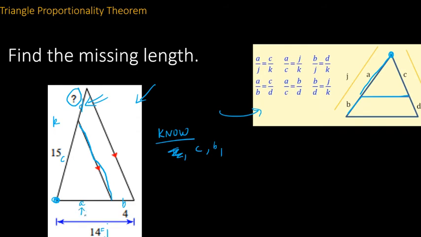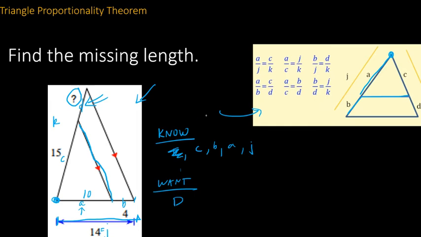as well, right? Because by my segment addition property, if the full length of this triangle side is 14, and this segment is 4, then A must be equal to 10, right? Because 10 plus 4 is 14. So I know A, B, and C, and I know J, it looks like. And I want to know D.